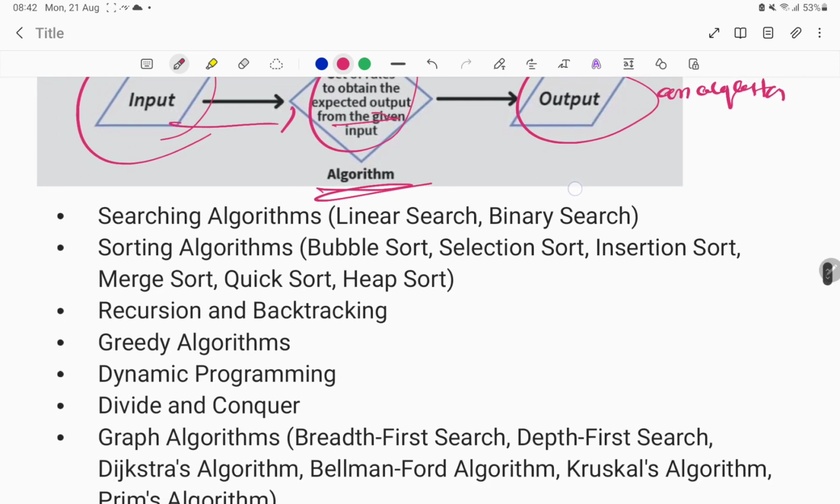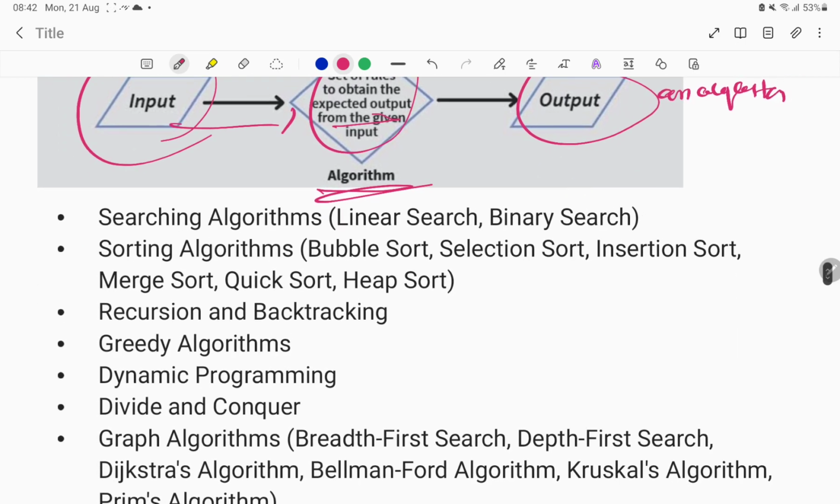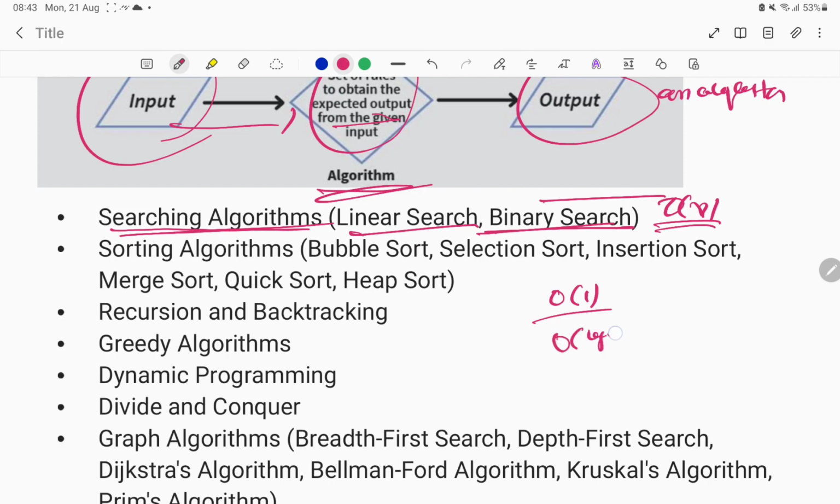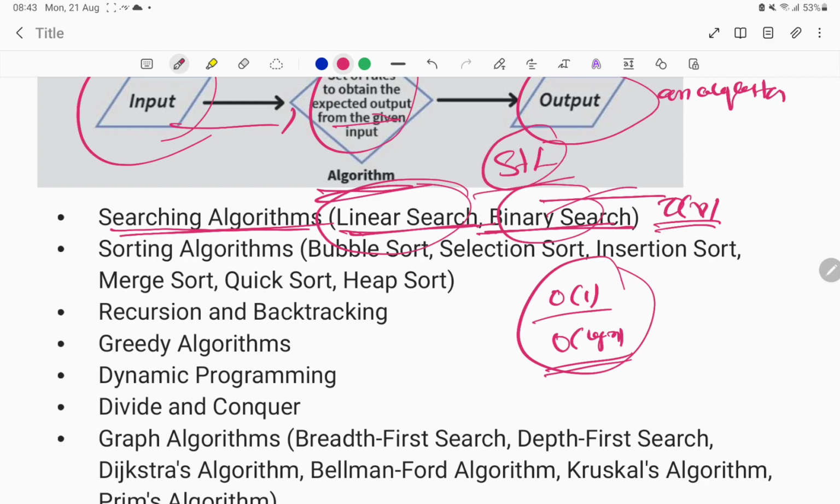The types of algorithms will be covered in this channel, and these algorithms are very famous. The first is searching algorithms: linear search and binary search. Binary search takes big O of 1 in the best case and big O of log n in the worst case. That is a very important question asked in interviews. Linear search and binary search are applied on arrays. I will also teach you the STL library, with inbuilt functions so you don't have to write long code; within one line you will get the answer.